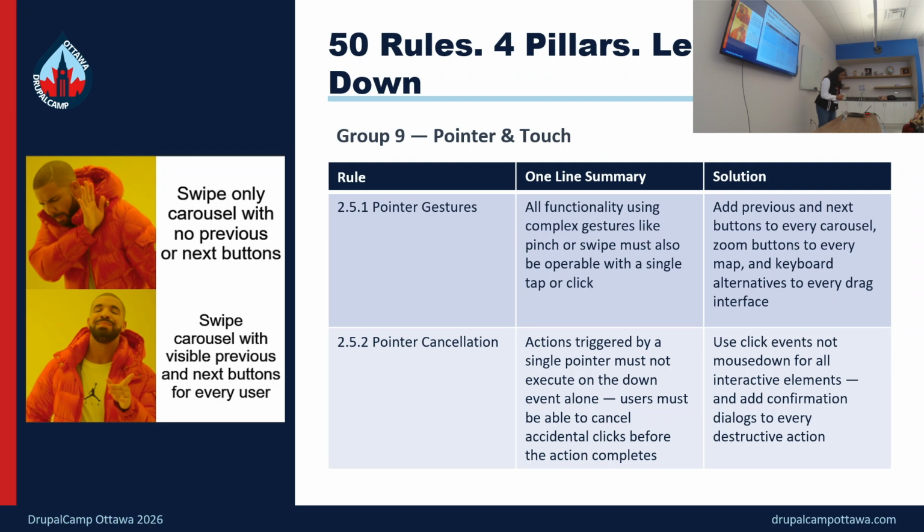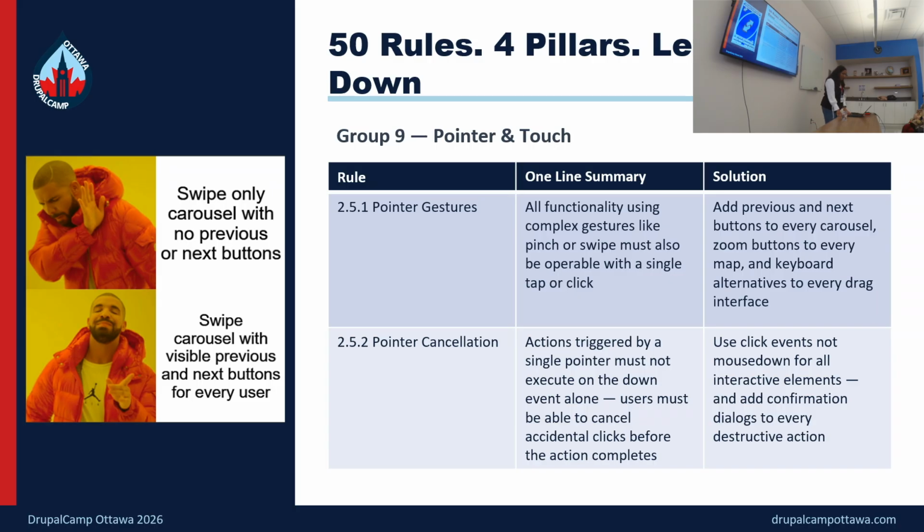Let's move on to the next one, that is 2.5.2, pointer cancellation. Actions triggered by a single pointer must not execute on the down event alone. Users must be able to cancel accidental clicks before the action completes. Pretty much simple. If a user has some motion disability and they are trying to click or cancel it, you must respect this rule for that. Solution for this is use click events, not mouse down, for all the interactive elements, and add a confirmation dialog to every destructive action.